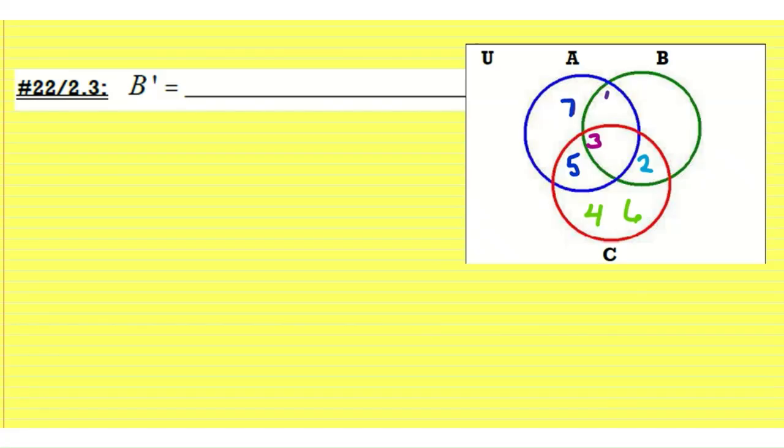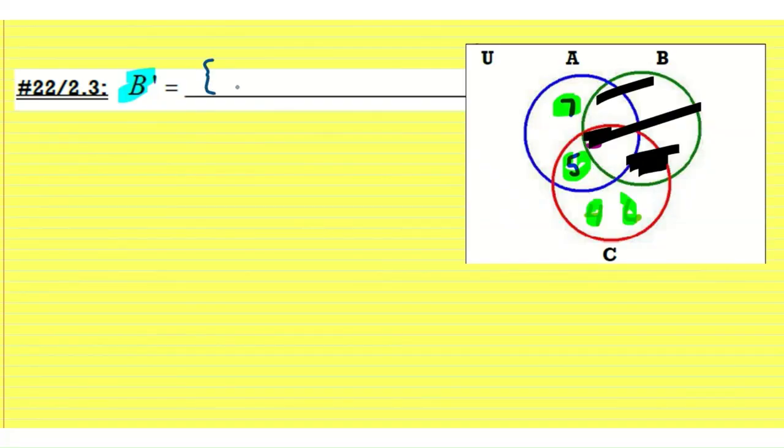Alrighty then. The next one we're going to find is B prime, which means not B. Everything in set B is going to be ignored because it's not B, and everything outside of set B will be included: 7, 5, 4, and 6. So our answer set is going to be 7, 5, 4, and 6. And if you notice, these do not have to be in order. It does not matter what order your elements are in.